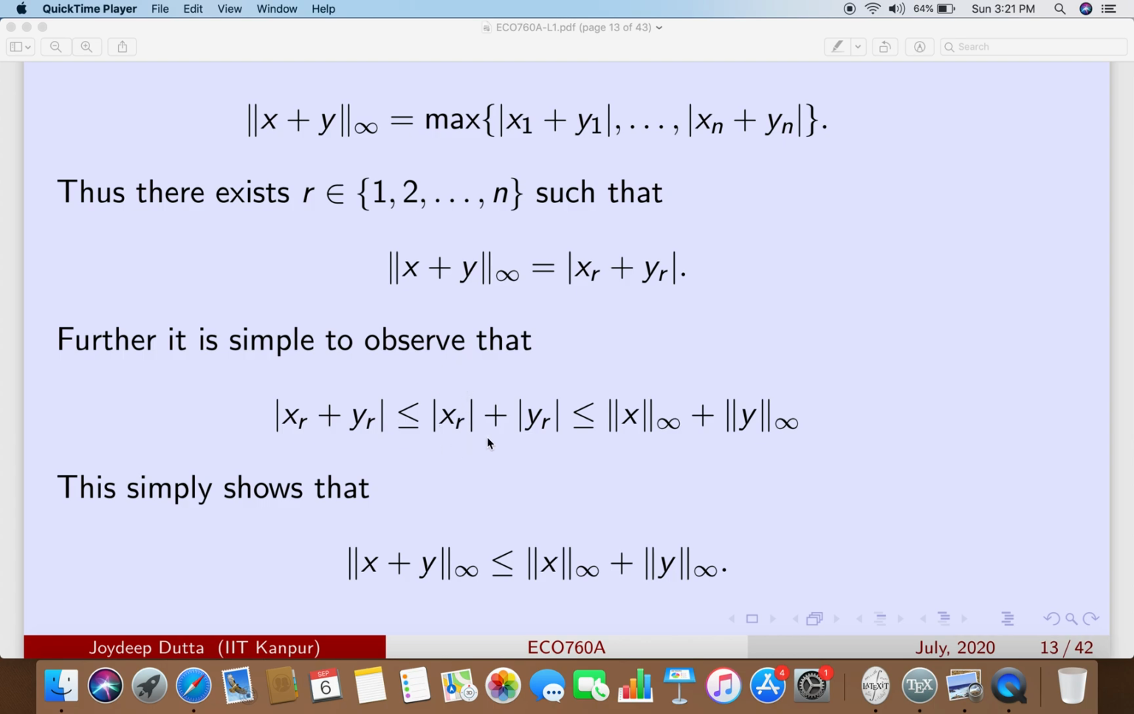Now what is the absolute value of xr? By definition it is less than or equal to the infinity norm of x. And what is the absolute value of yr? It is by definition less than or equal to the infinity norm of y. And so you combine this, because this is equal to the infinity norm of x plus y. So from this equation and this inequality, I will have the inequality that the infinity norm of x plus y is less than or equal to the infinity norm of x plus the infinity norm of y.